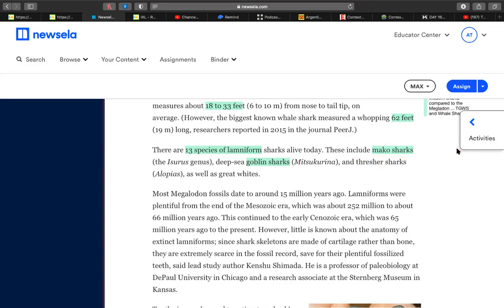We have the Threshers in Pinellas. That's the minor league baseball team for the Phillies. Thresher sharks, which is the Alopias, as well as the great whites, okay? Just to name a few that are specific about the order of lamniform. And that includes these examples.